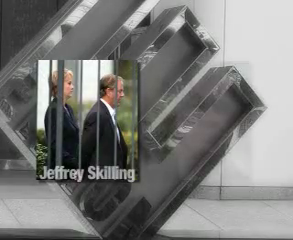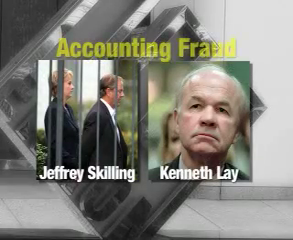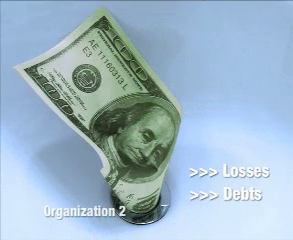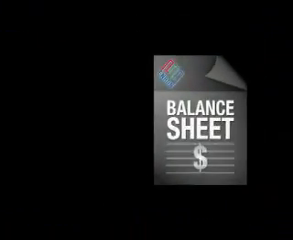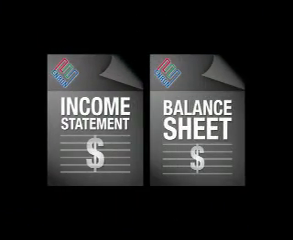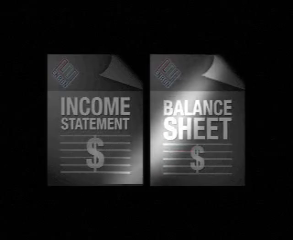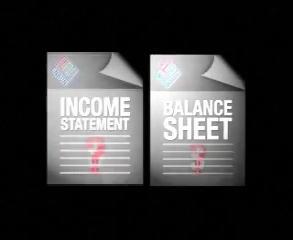In the Enron case, the most egregious example is they had separate businesses. What they were doing is all their losses, all their debts were being siphoned into this separate organization and not showing up on Enron's balance sheet, not showing up on Enron's income statement. And so people thought, oh, the company's doing well, when in fact it was not.